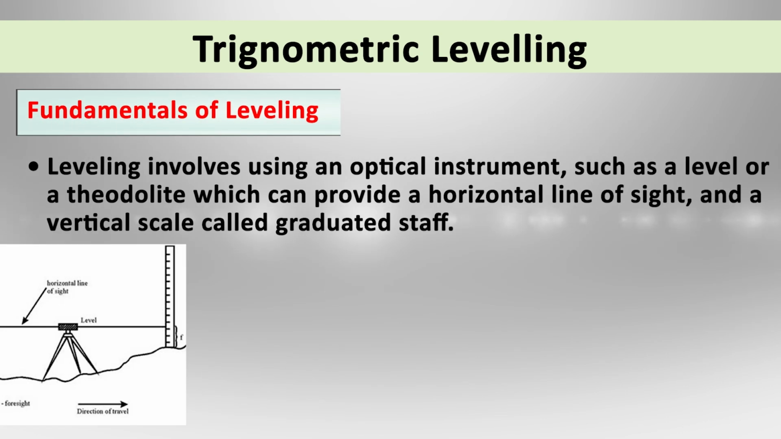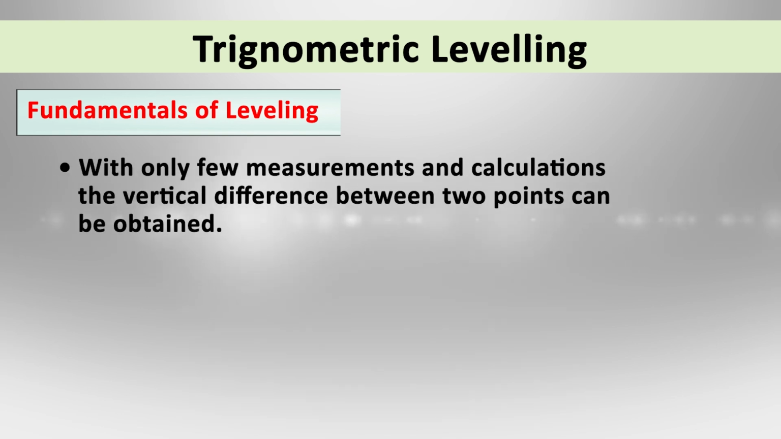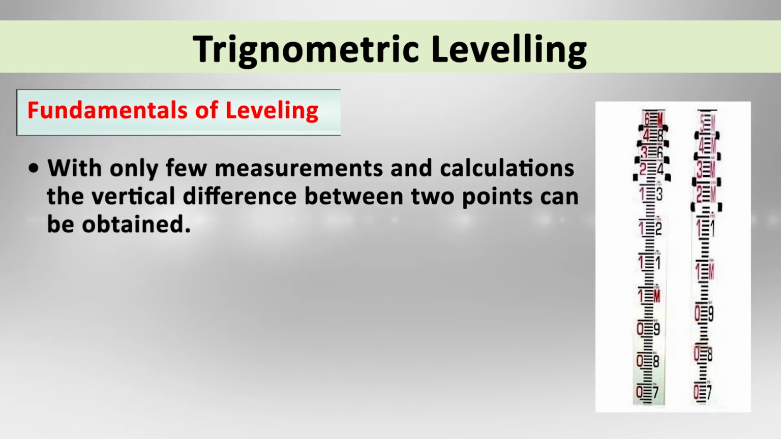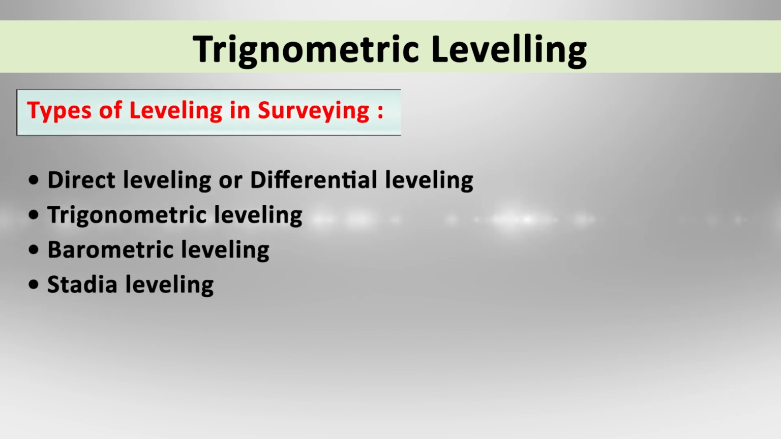Fundamentals of leveling involve the use of an optical instrument such as a level or a theodolite, which can provide a horizontal line of sight and a vertical scale, as you can see in the picture. With few measurements and calculations, the vertical difference between two points can be obtained. There are various types of leveling, which include direct leveling, trigonometric leveling, barometric leveling, and stadia leveling. For now, we will focus on trigonometric leveling.